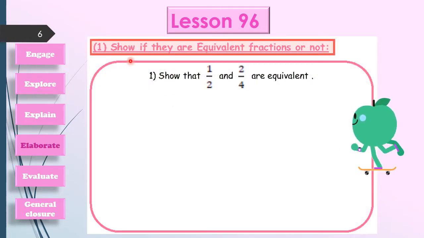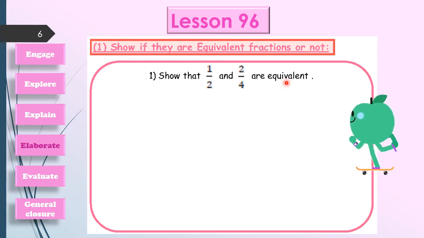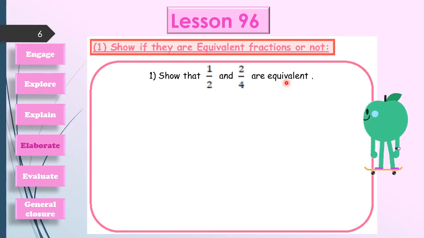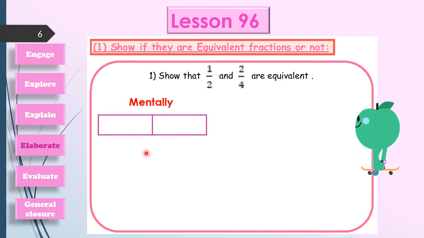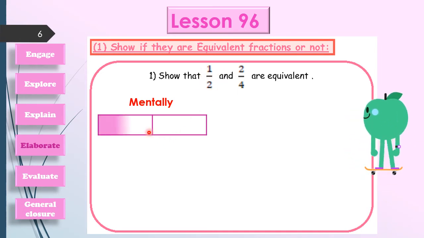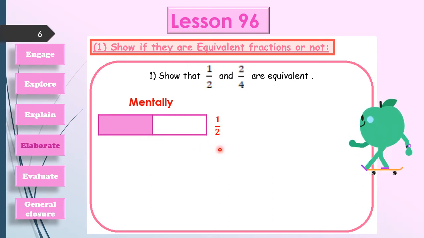Our exercise: show if they are equivalent fractions or not. Number 1, show that 1/2 and 2/4 are equivalent. How many ways do we have? Yes, 2 ways. First mentally, and second mathematically. Mentally, we will use our bar, which we will divide into 2 equal parts. Then we will color just one part out of 2. This fraction is called the half.